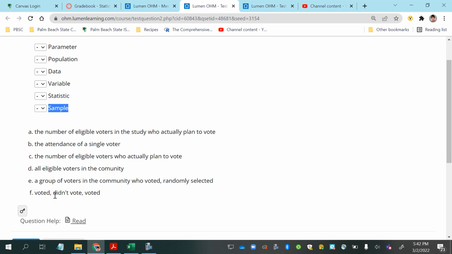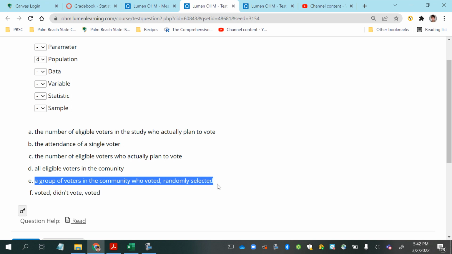And so we can look down here and find the one that says all eligible voters in the community and know that that should be the population. Then we want to look for one that is a subgroup of that. Here we have a group of voters in the community. It doesn't say all, it just says a group of them who voted, and this is randomly selected, so that would be a sample. Now that we've accounted for two of these, it should be a little easier to move from here.